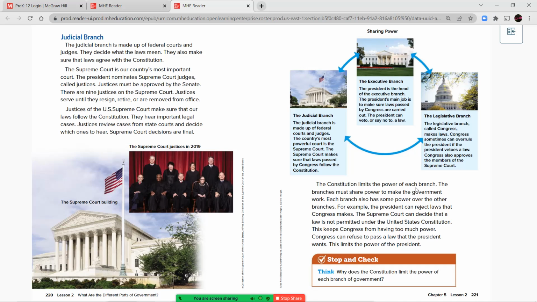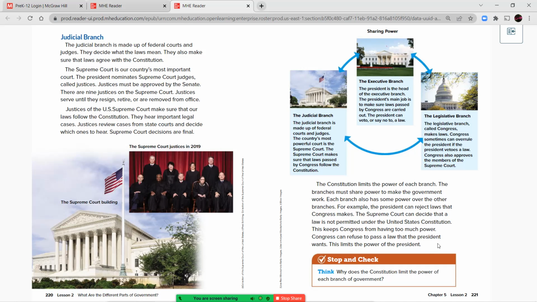The Constitution limits the power of each branch. The branches must share power to make the government work. Each branch also has some power over the other branches. For example, the president can reject laws that Congress makes. The Supreme Court can decide that a law is not permitted under the US Constitution. This keeps Congress from having too much power. Congress can refuse to pass a law that the president wants. This limits the power of the president.